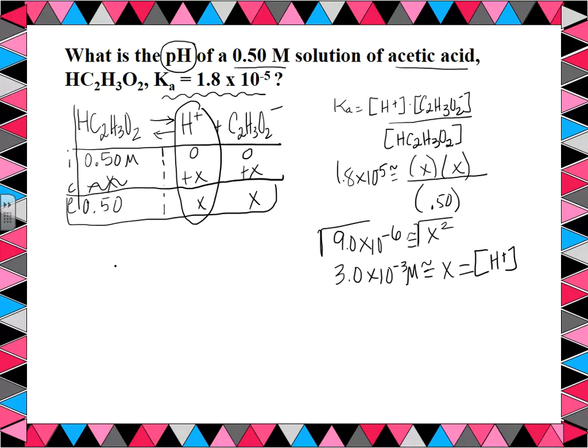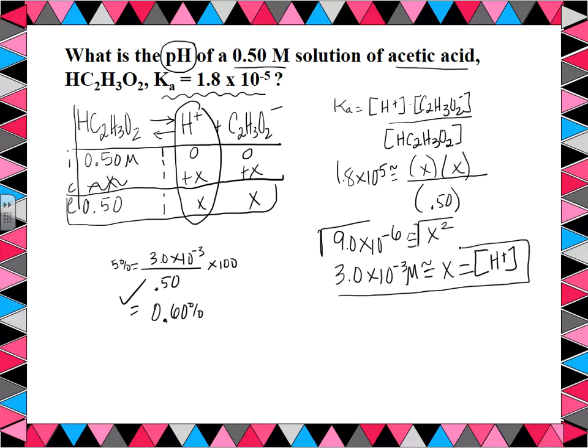Let's check the 5% rule real quick. For the 5% rule, you take your X value, which is 3.0 times 10 to the negative 3, divide it by the original acid, 0.50, and multiply by 100. Now, as long as this is less than or equal to 5%, then you can neglect the X and you can move on with the rest of the problem. So we're going to say 3.0 times 10 to the negative 3 divided by 0.5 times 100. When you plug that in, we get 0.60%, and I did multiply that by 100. So the 5% rule checks out, so we can neglect X.